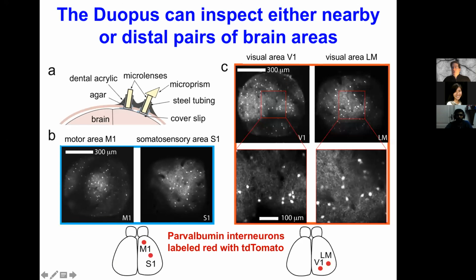So just a couple more remarks about this approach. Because of its mechanical flexibility, the duopus can inspect areas that are either nearby or further away. So here's some examples. These are pairs of images acquired simultaneously in the M1 motor cortical area as well as the somatosensory area S1, schematized here from a bird's eye view of the mouse brain. Or you can target, for example, 2 different visual cortical areas, V1 and LM.